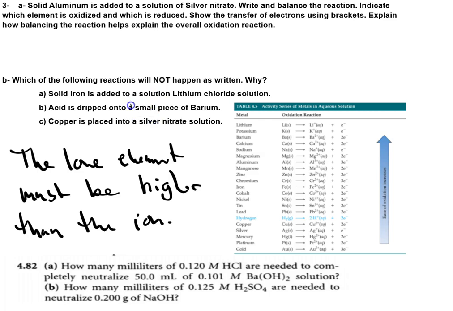Okay. At letter A, iron. Iron is right here. Then you find the ion, which will be lithium and chloride. So you're finding lithium. Lithium is here. Is my lone element higher? Definitely not, right? So A, this reaction will not happen.